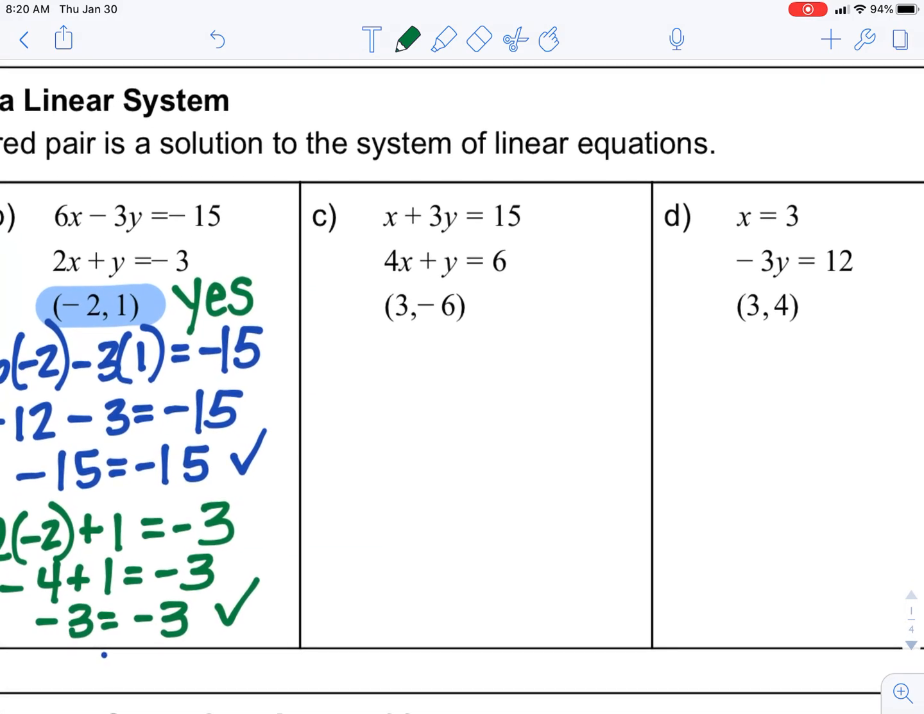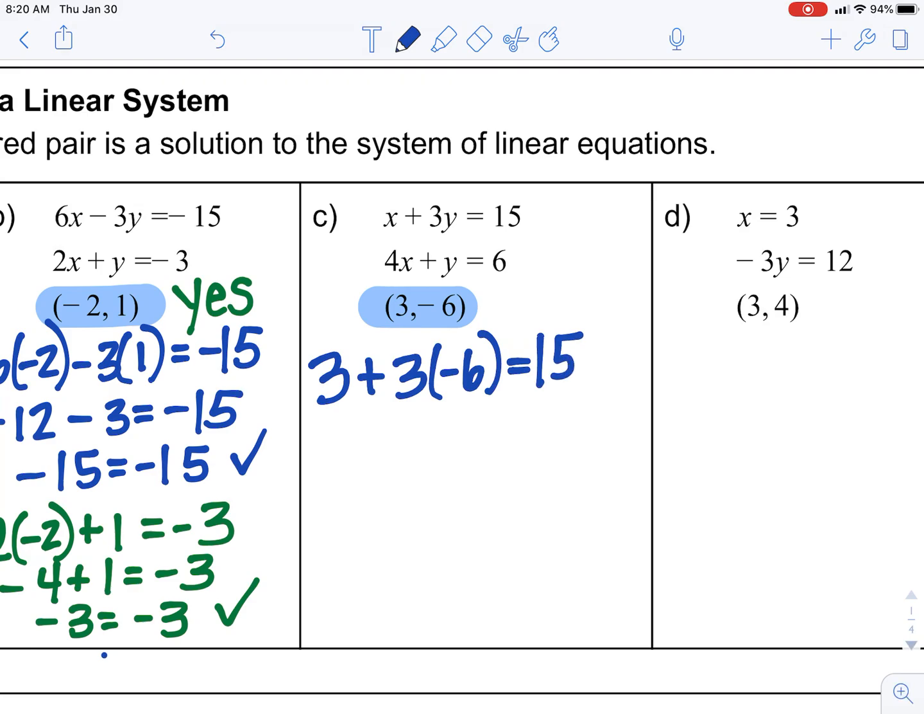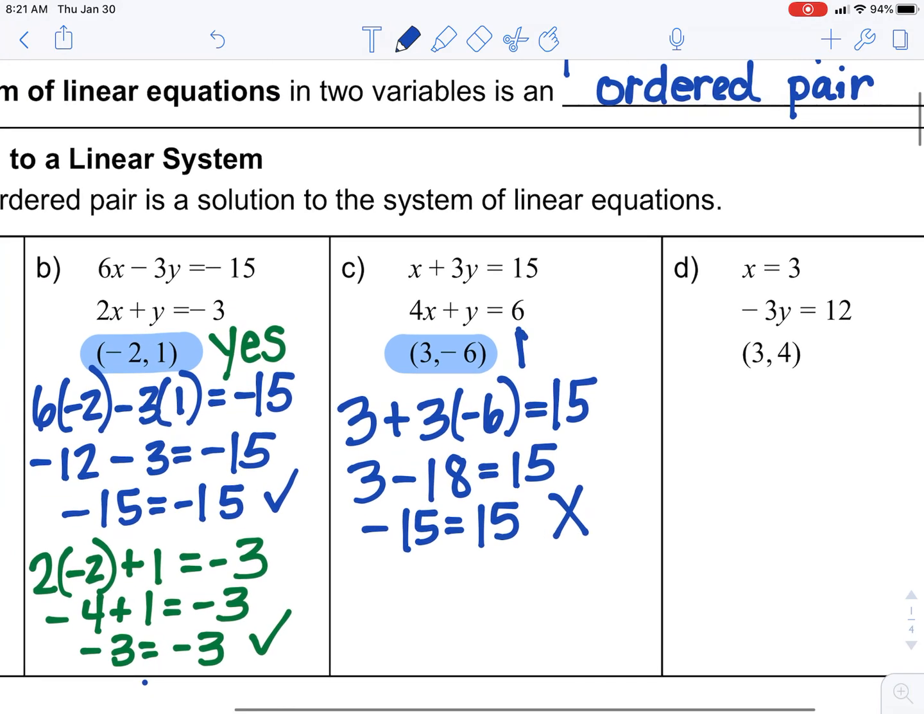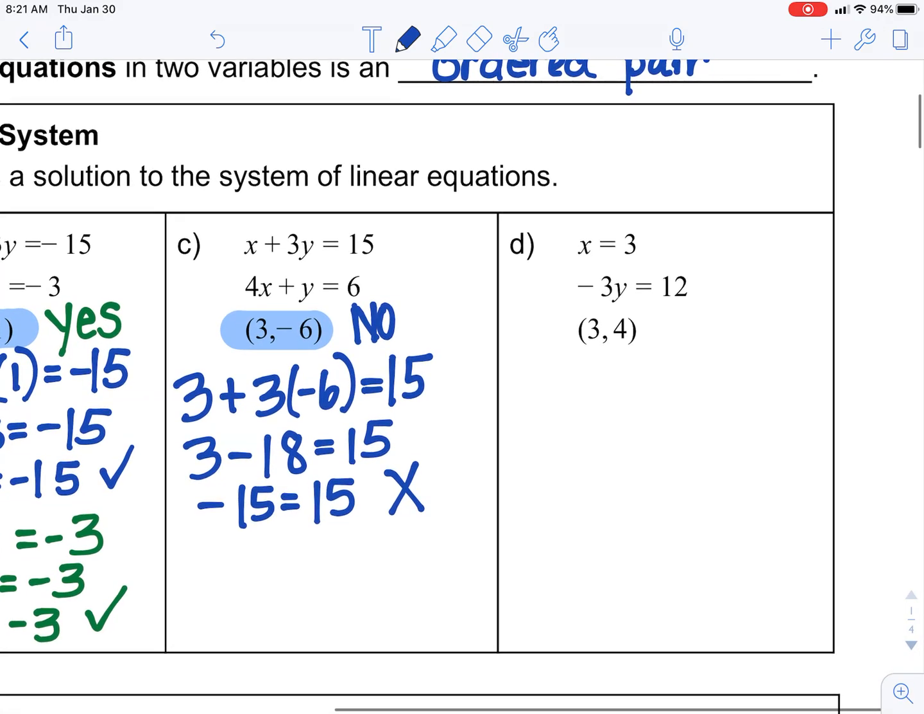Looking at letter C, checking to see if 3, -6 works. We get 3 minus 18 equals 15. And this comes out -15 equals 15. Because this one does not work, we do not have to check our second equation. So we can just say, nope, 3, -6 does not work.